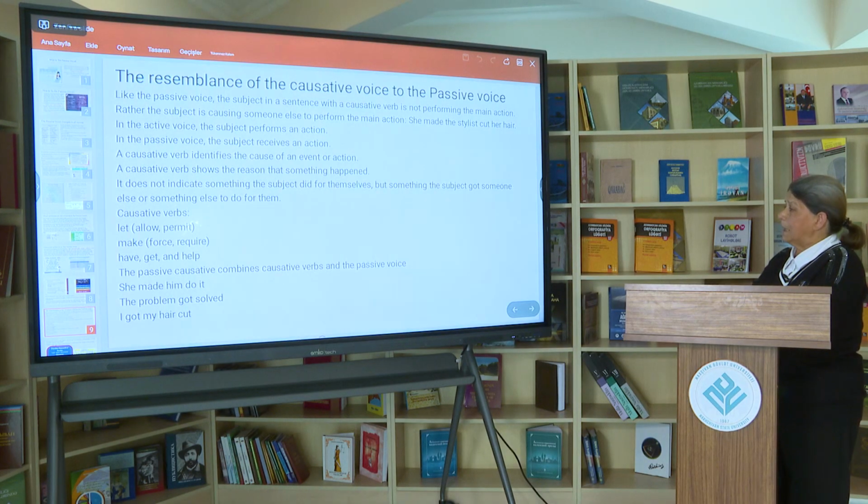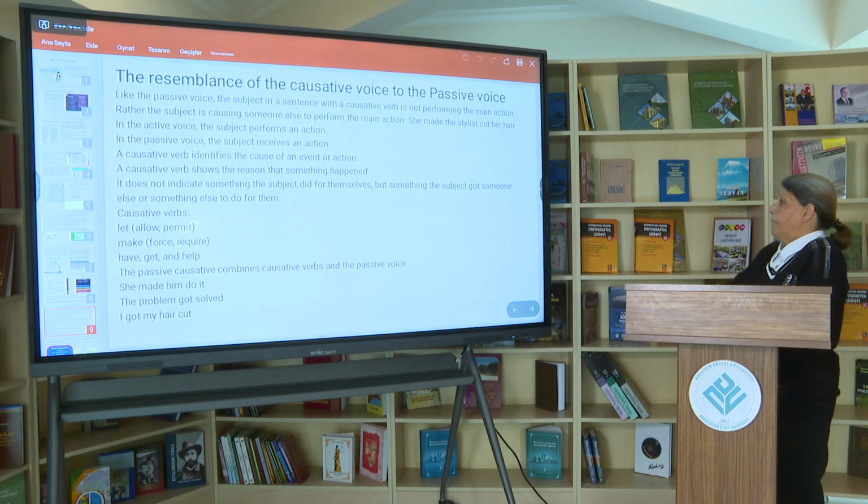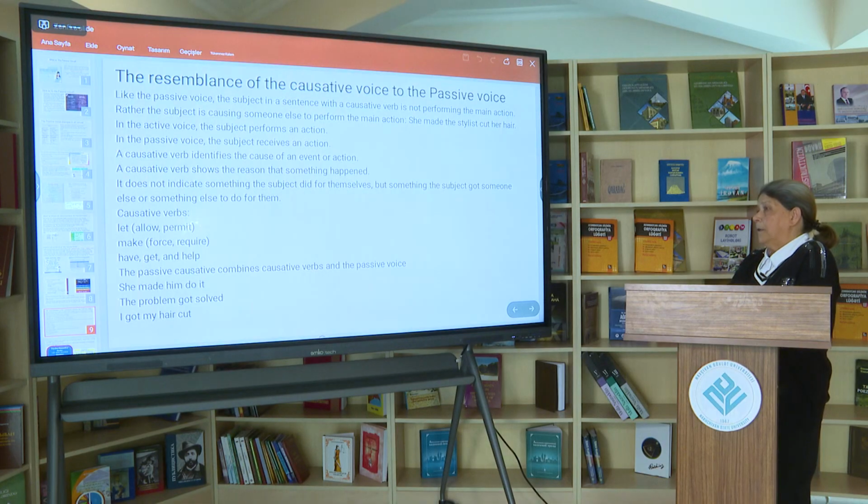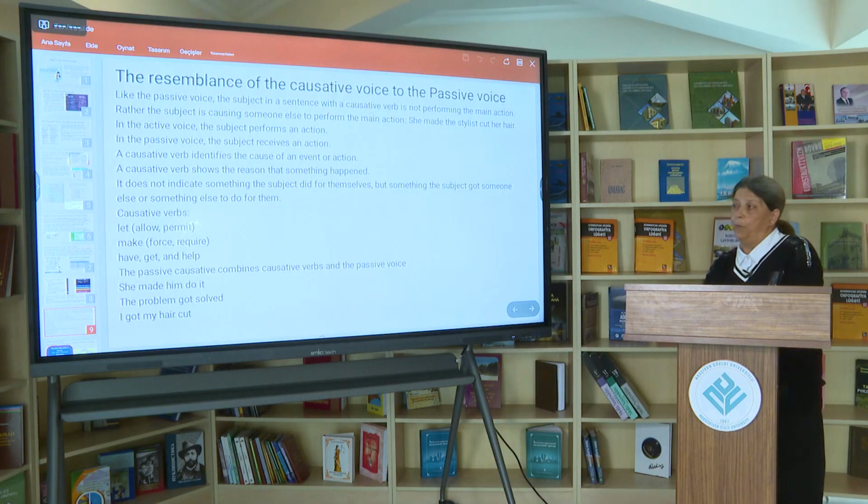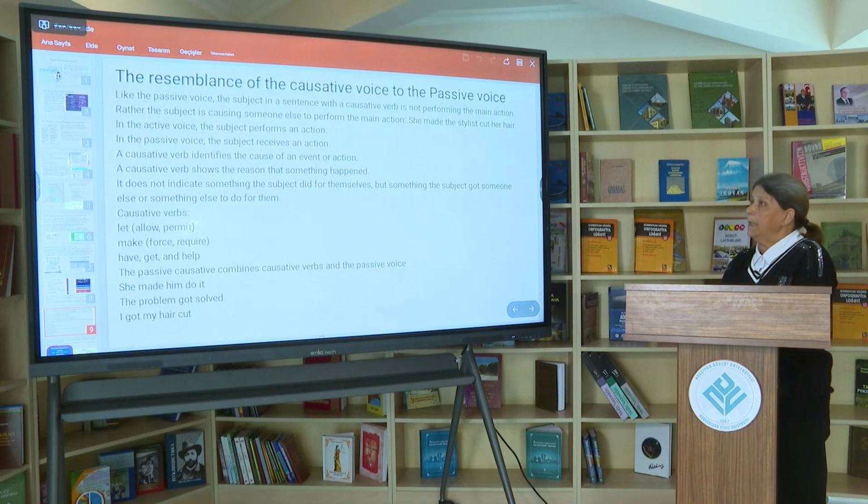It does not indicate that the subject did something for themselves, but something the subject got someone else or something else to do for them. For example, I have cut my hair. It means that I have cut my hair by myself. No one did it for me. But if I say I made the hairdresser cut my hair, in this sentence I want to say that I haven't cut my hair by myself. The hairdresser did it for me.